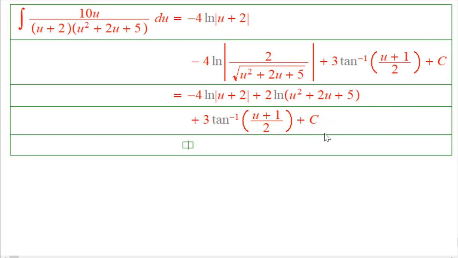Okay, finally, we put back the fact that u was just code for e to the x. It's a pretty long one, isn't it?